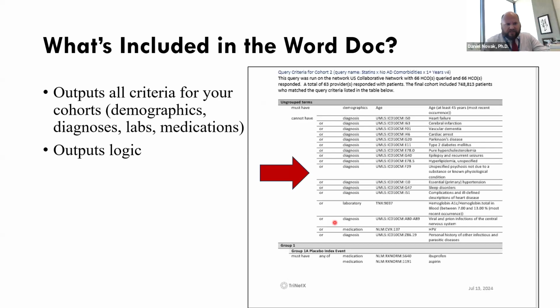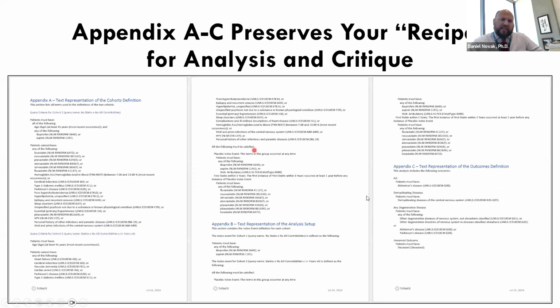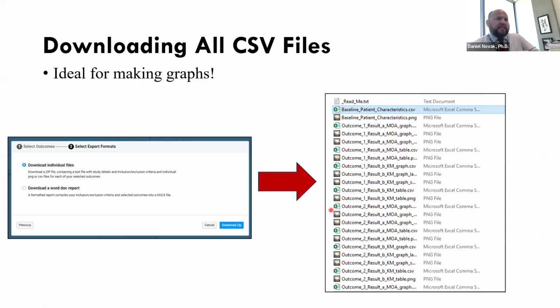It outputs all the criteria for your cohorts. It outputs the logic of the design of the cohorts, which is super interesting. Here's all of the ICD-10 codes we used as our exclusion criteria, which can be super useful. It includes your risk analyses, your measures of associations as well, right here in a nice format that's very easy to read. And appendixes A through C include all of your cohort definitions and your setup variables and all sorts of stuff like that. So you can kind of save this. You could submit it to a journal as evidence of your analysis and the structure of your analysis, all sorts of things like that.